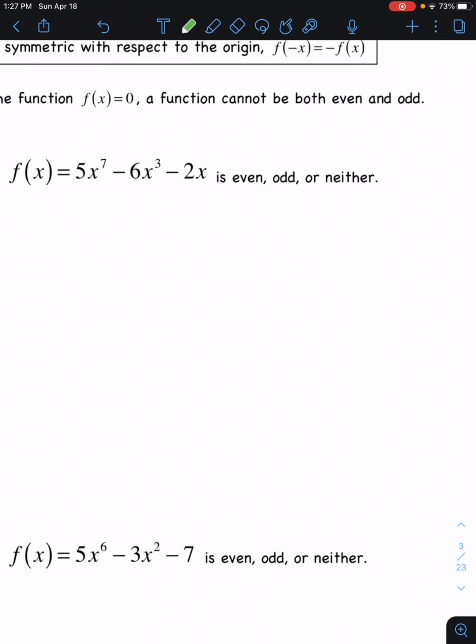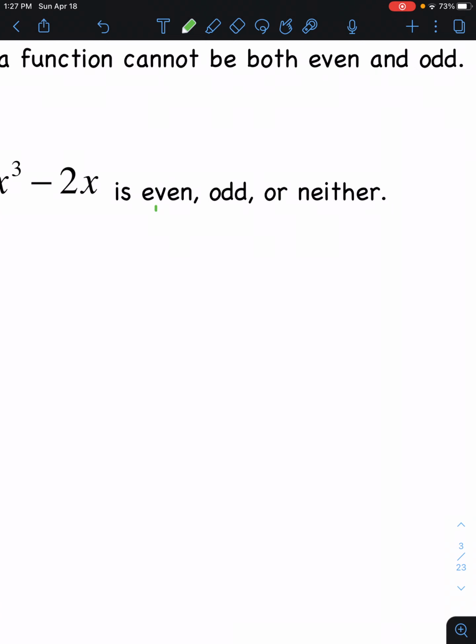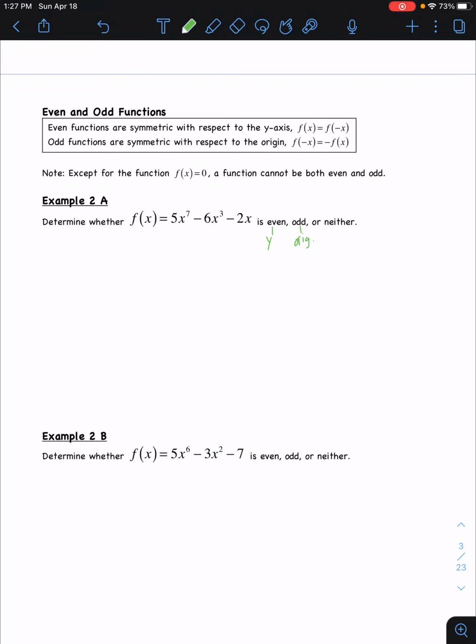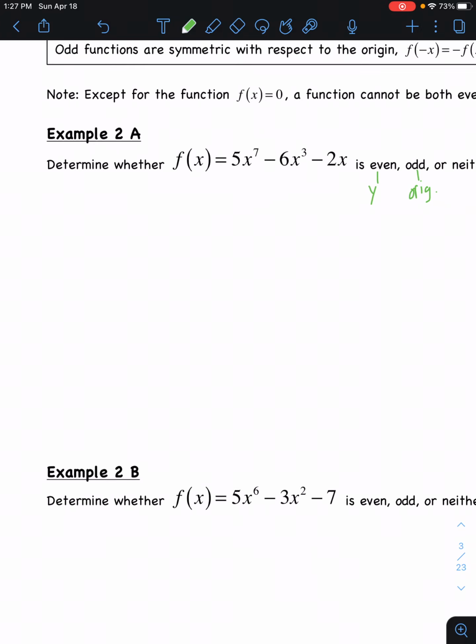In example 2a, we're going to determine whether this function f of x is even, odd, or neither. As the notes say, to test if it's even, we're going to test over the y-axis. We're also going to test if it's odd by testing the origin. And again, a function cannot be both even and odd, so we may come back to that. Let's set this up as y equals instead of f of x equals.